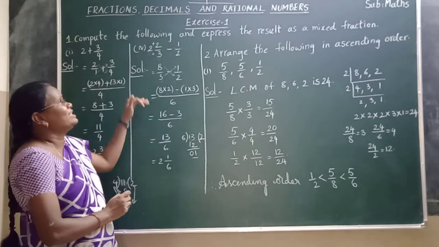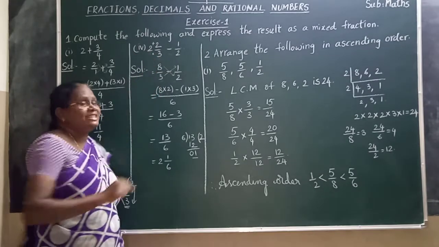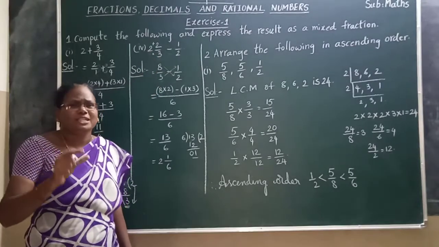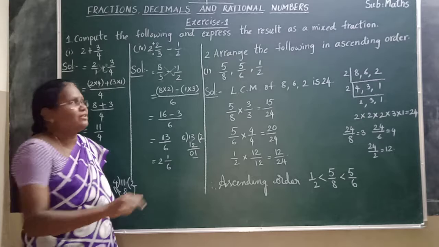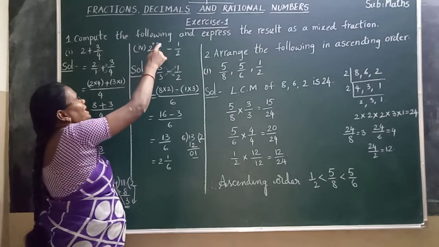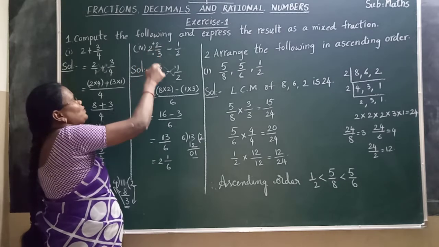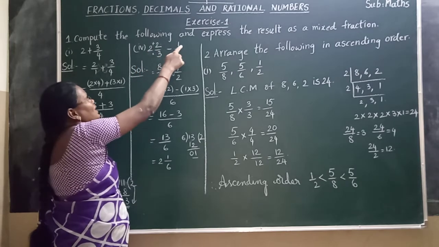Have you understood, children? Once again listen here. 2 by 3 minus 1 by 2. This 2 by 3 is a mixed fraction. This mixed fraction is converted into an improper fraction. Multiply the denominator into the whole number plus the numerator, by the denominator. 3 2s are 6. 6 plus 2 is 8. 8 by 3 minus 1 by 2.